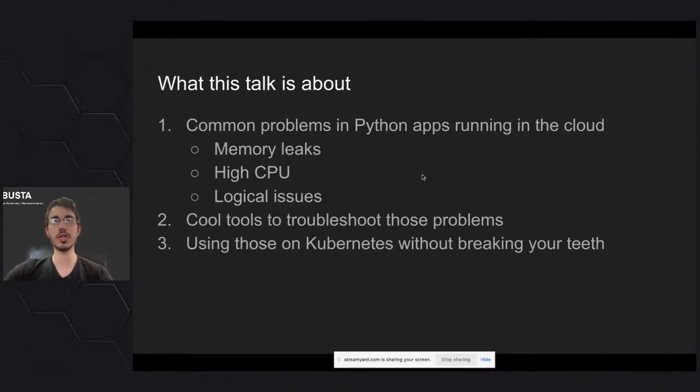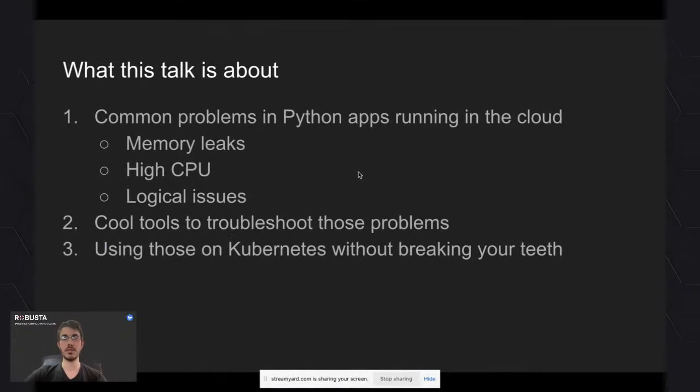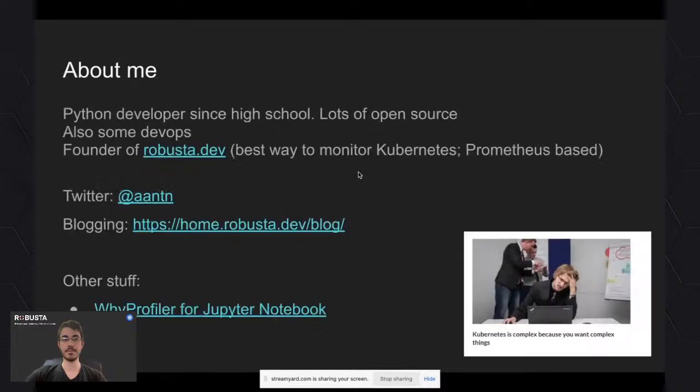Okay, so we're going to look at really 3 different things. First of all, what are common problems that occur in Python applications? This is really in general, but we're specifically going to look at it in the context of Python applications running in the cloud. 2, what tools can you use to troubleshoot those problems? And 3, given that you're running in Kubernetes, how do you have to adapt those tools, and what changes do you have to make to get them working on Kubernetes?